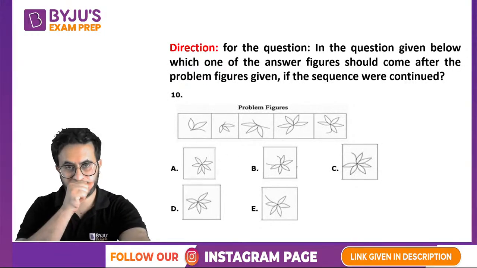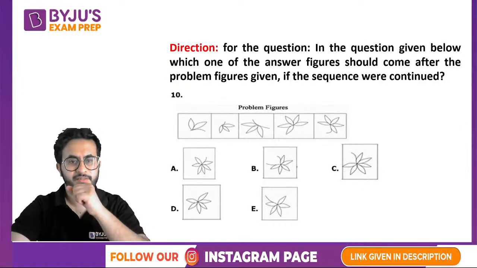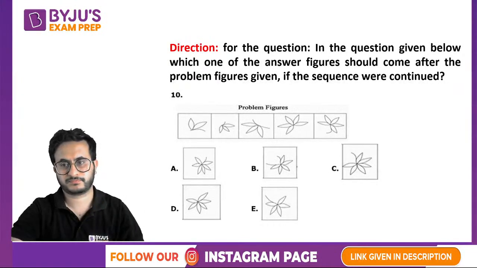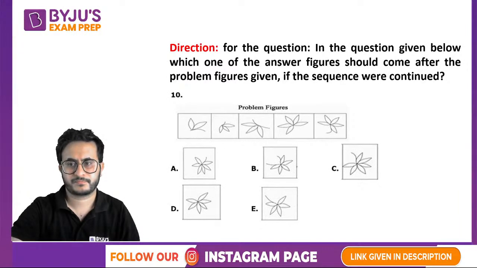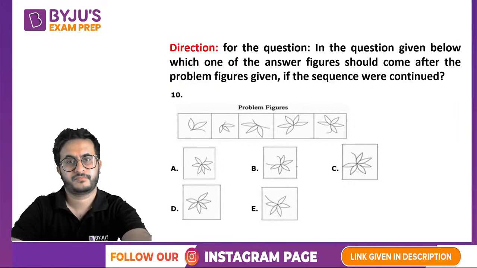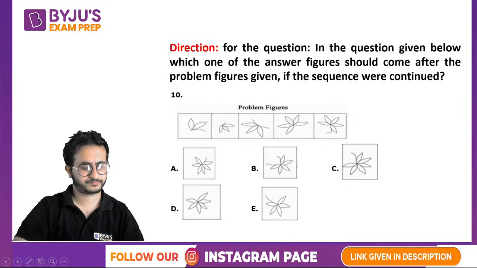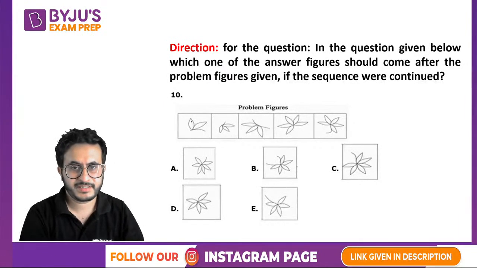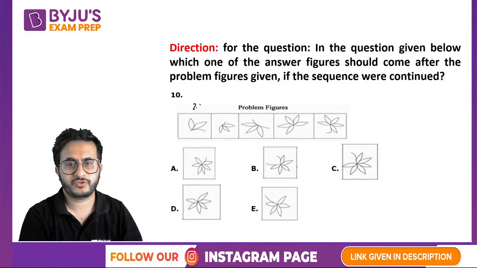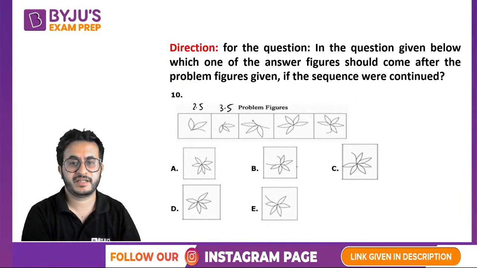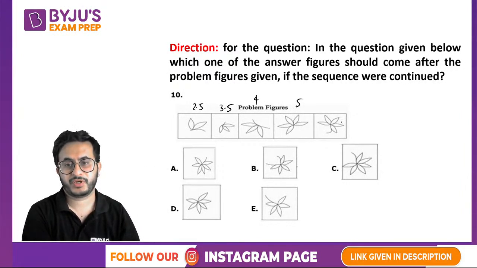How many petals will be there in the next image? So now let us see this. This is 2.5. So 2.5. This is 3 complete and half. So 3.5. This is 3 complete and 2 halves. So you can call it 4. This is 5 complete. Okay, this is 1, 2, 3, 4, 5 petals complete, 5.5.